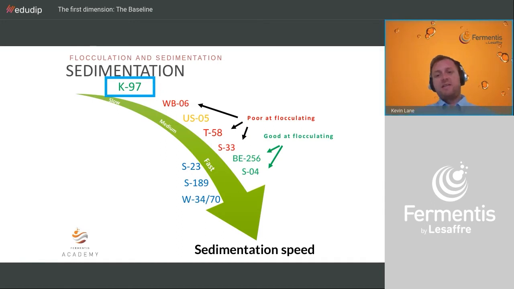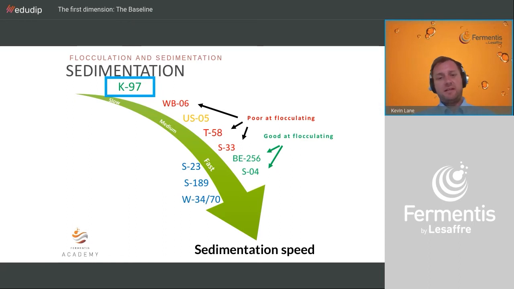Here's what I'm talking about with K97. So there are poor flocculators that are red, WB06, T58, S33, that are slow to medium fast at sedimenting. That's the large green arrow going down the screen, the rate of sedimentation. But then there's K97 that's good at flocculating, but very slow at sedimenting.